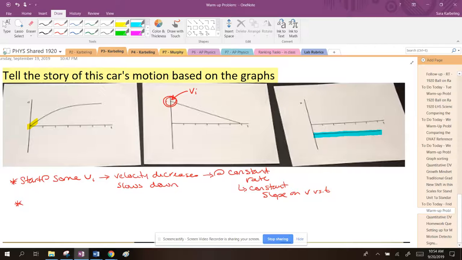There are a couple more pieces of things that would be interesting to note here. Where does it start? Origin. Starts at the origin. That's a good thing to know. And does it move in the positive direction or the negative direction?